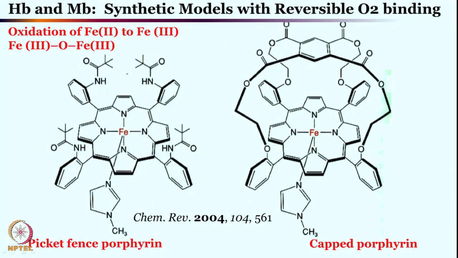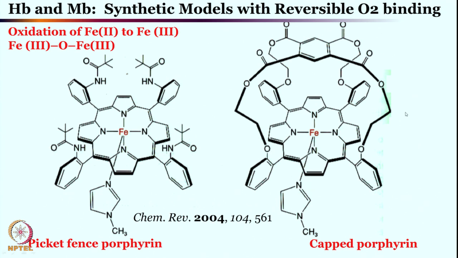Now, to prevent that second iron center from coming close to the first iron center where a superoxo species is forming, it has been successfully designed to have this picket fence porphyrin, which is essentially helping you in getting the mononuclear iron superoxo species. These oxygen bindings are reversible in nature. In this case, you see that an axial ligand is also there in the form of imidazole, which is similar to what we see in histidine, right. So this picket fence porphyrin can mimic the reversible oxygen binding of the hemoglobin.